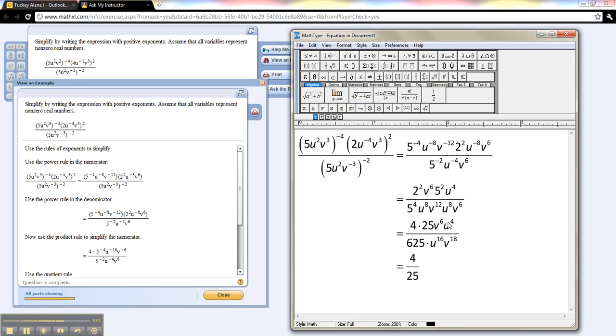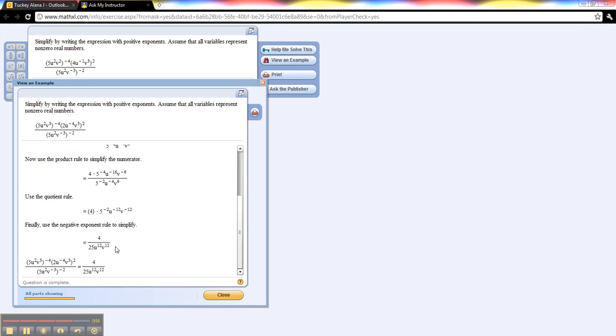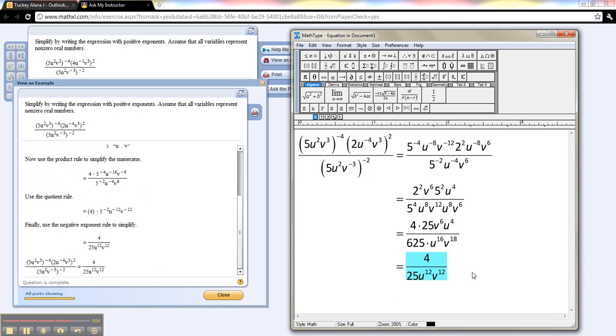Now the v's. You've got 6 v's on top, and you've got 18 v's on bottom, right? So that means that 6 of them are going to cancel and leave you 12 left over because 18 take away 6 is 12. And the bigger one's on the bottom. So I'm going to have v to the 12 left over on the bottom. By the same token, the u's. I've got 16 down here, 4 up here. 16 take away 4 is 12, and the larger amount of them is on the bottom. So it's going to be like that. And that's your answer. Now let's check ourselves over here. Yep, that's what they claim the answer is too. Boy, I love it when it works like that.